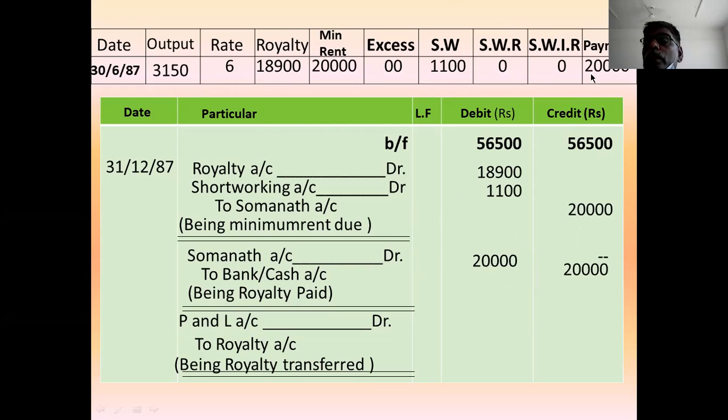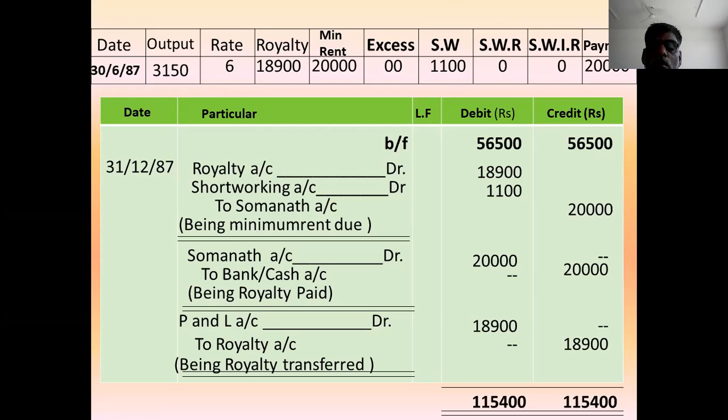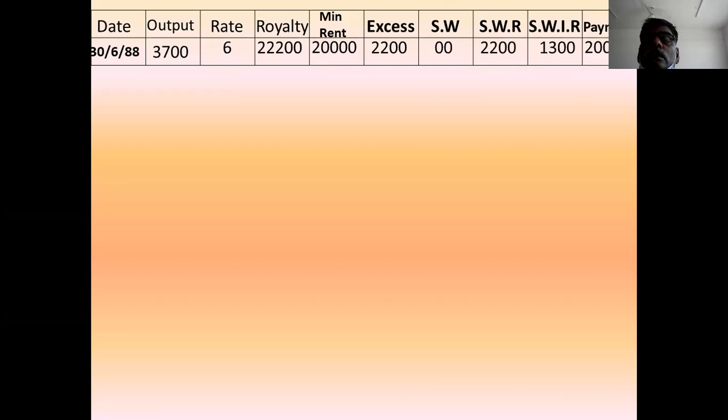Bank account, payment column. Royalty, P&L account 18,900 is royalty transferred. 18,900 is from royalty. You first write the royalty, then write the P&L account amount. Okay, this is the point you remember. Then take the total. 1,15,400 is the total of this page. Whenever the page completes or ends, then you take the total. Otherwise, don't take the total. Don't make a year-wise total. C/F, carry forward.